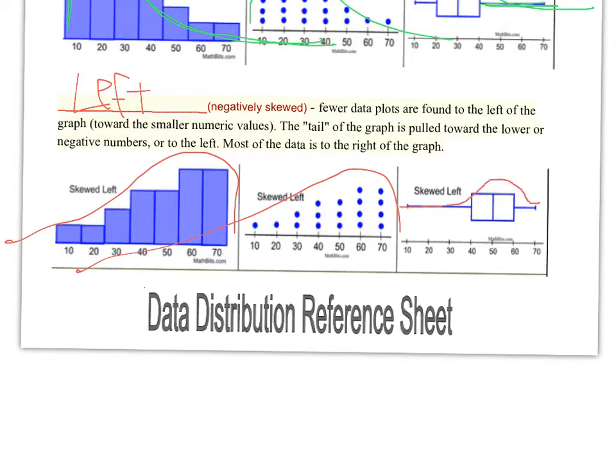There is a longer tail on this side than there is on this side. So the left side is longer, it's more extended, there's a tail, and so that's when we say that this data is left skewed.